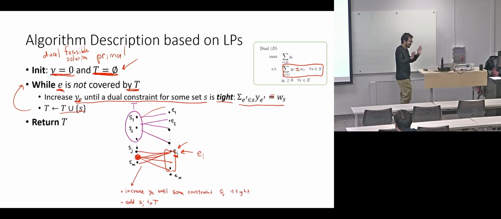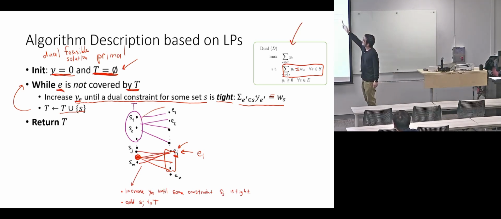So you see that this algorithm is straightforward. It's really combinatorial, nothing complicated. We just introduce this dual LP just for designing the algorithm. We don't really work with the LP itself. We don't call the LP solver.